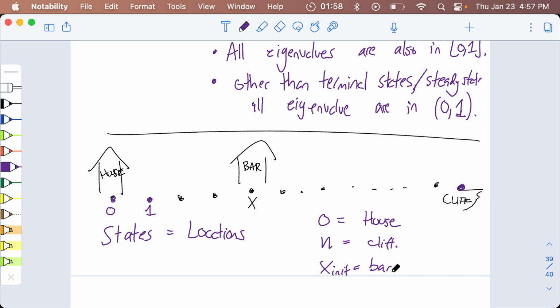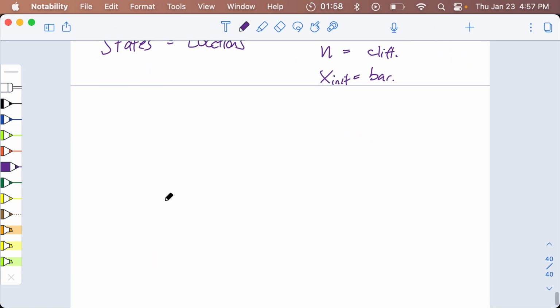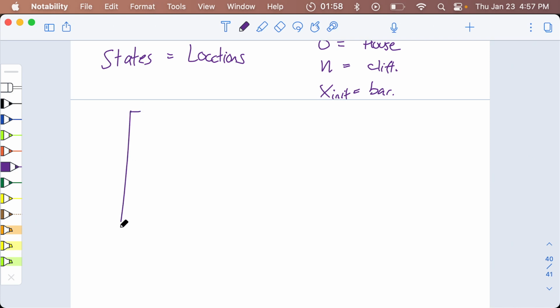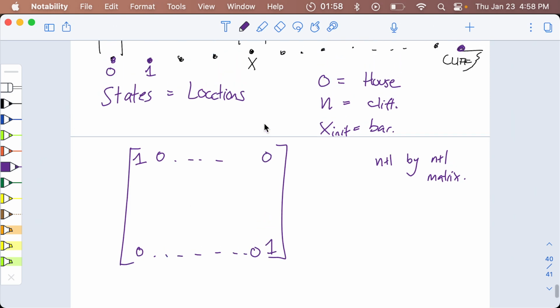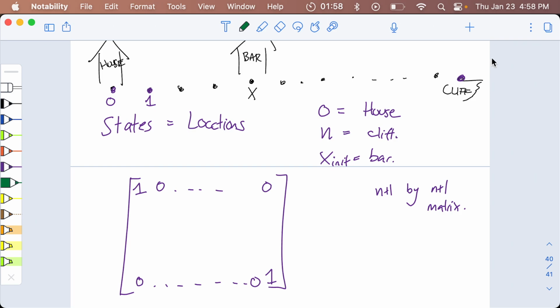So what does the Markov chain matrix look like? It's going to be some big n plus 1 by n plus 1 matrix. And I'll tell you some of the entries that I know for sure. There's a 1 in the corners. Why is there a 1 in the corners? Well, the final states are terminal states. So if you're in the cliff, you stay at the cliff forever. If you're at home, you stay at home forever. And it's the in-between states, 1 to n minus 1, those are the states where something can happen. So you've got to fill in what this looks like.